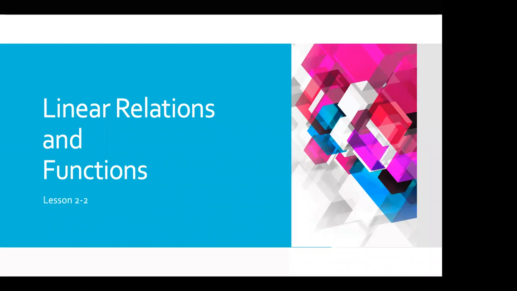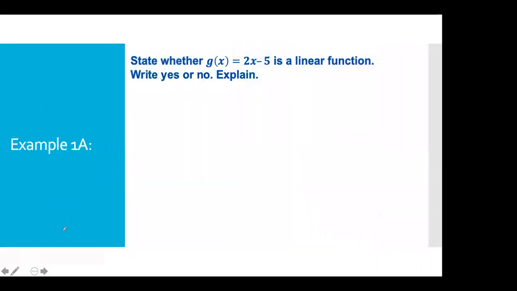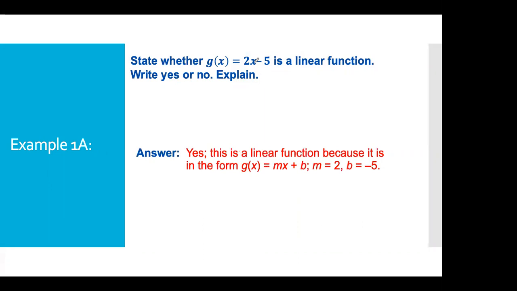All right, so linear relations and functions. State whether g of x equals 2x minus 5 is a linear function, yes or no, and explain. The first thing we're going to look for is if the exponent of our variable is 1, and it is. I don't see anything here, and there are no special symbols. So yes, it is a linear function because it does follow the format of mx plus b. Our slope is 2, and our y-intercept is -5.